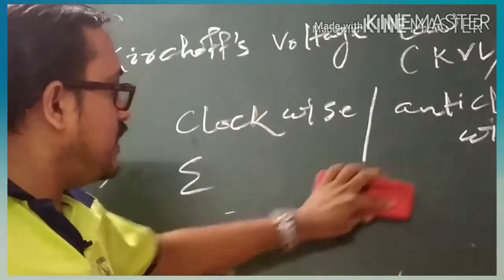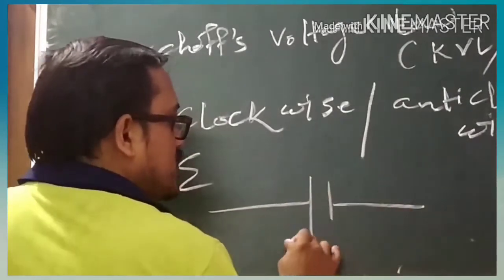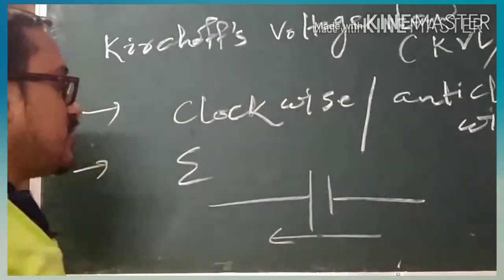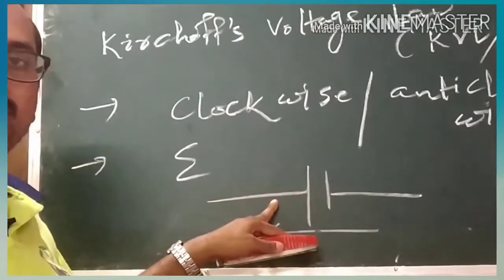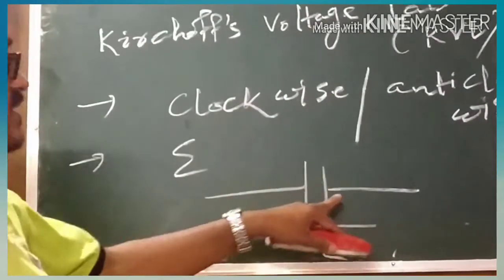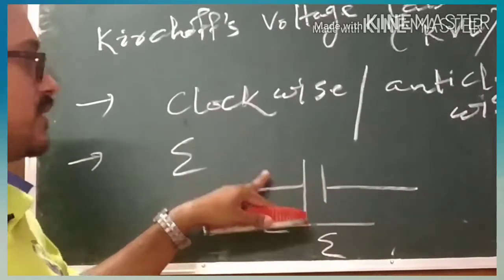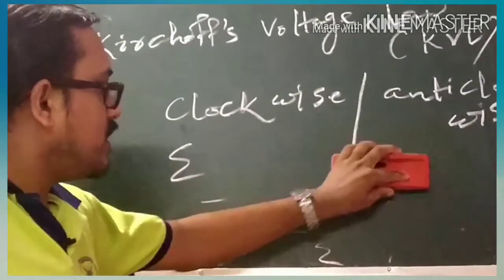But similarly, E is taken to be positive when the direction of traversal goes from the negative terminal to the positive terminal. So in this case, as the arrow mark shows, it is from the negative terminal to the positive terminal, and the EMF will be positive.